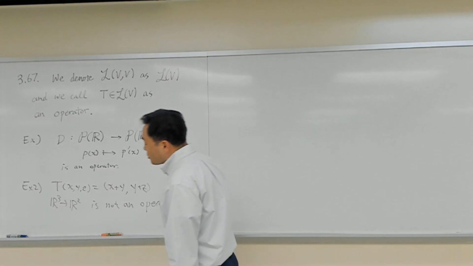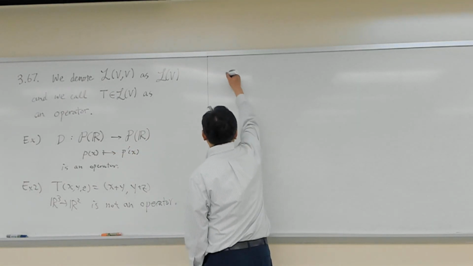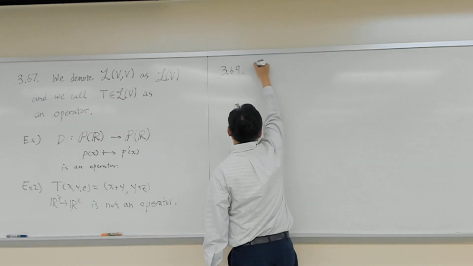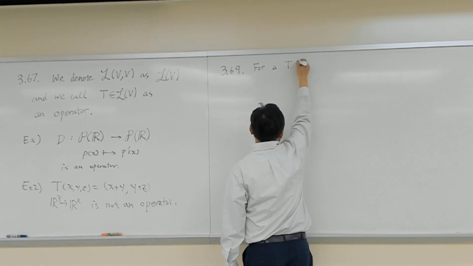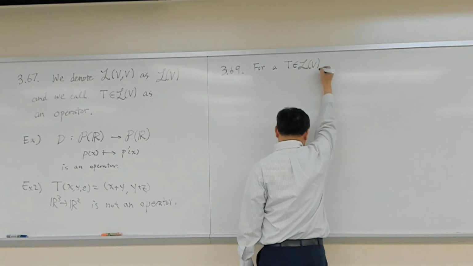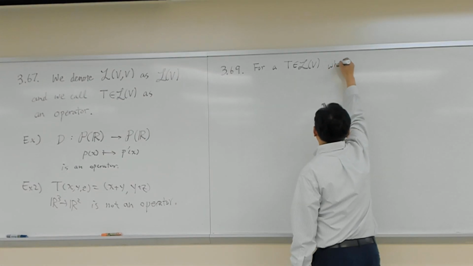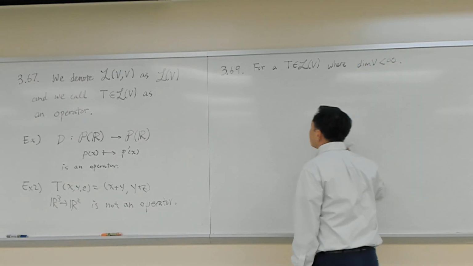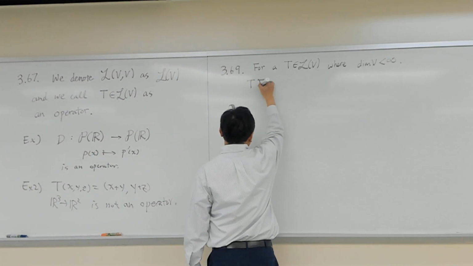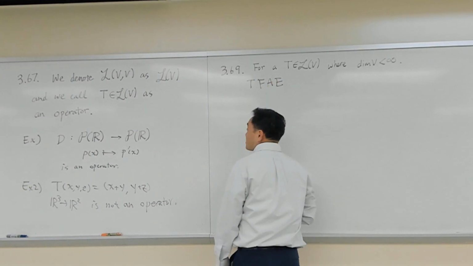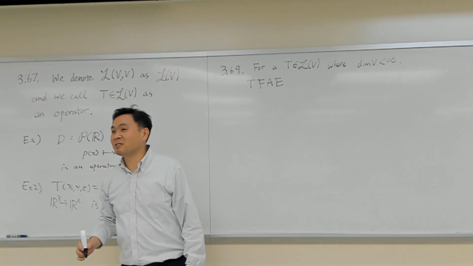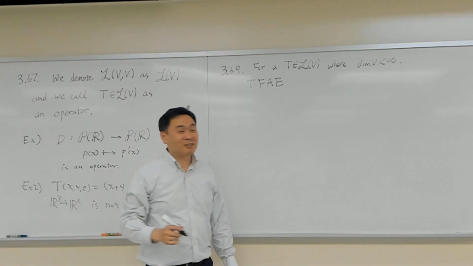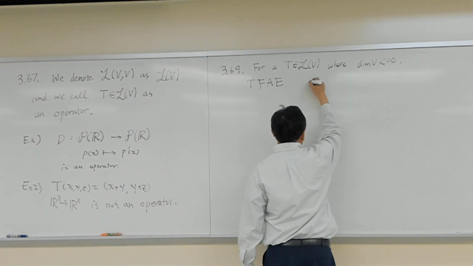And an interesting theorem here is 3.69, which says for an operator T on V, where the dimension of V is finite, TFAE. What does that mean? TFAE? Have you seen this? TFAE, acronym for, well, you can think of it later.